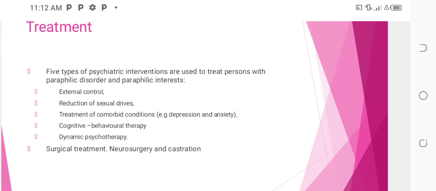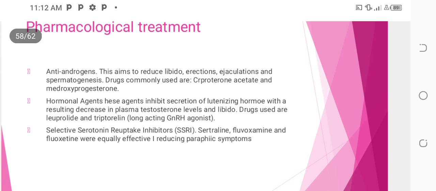Pharmacological treatment includes the anti-androgens. These aim to reduce libido, erections, ejaculations, and spermatogenesis. The common drugs that are used are cyproterone acetate and medroxyprogesterone.